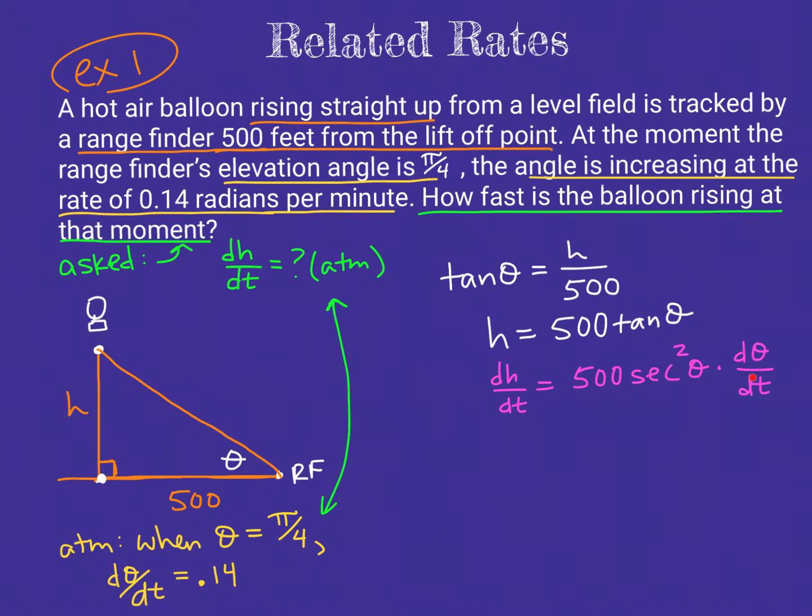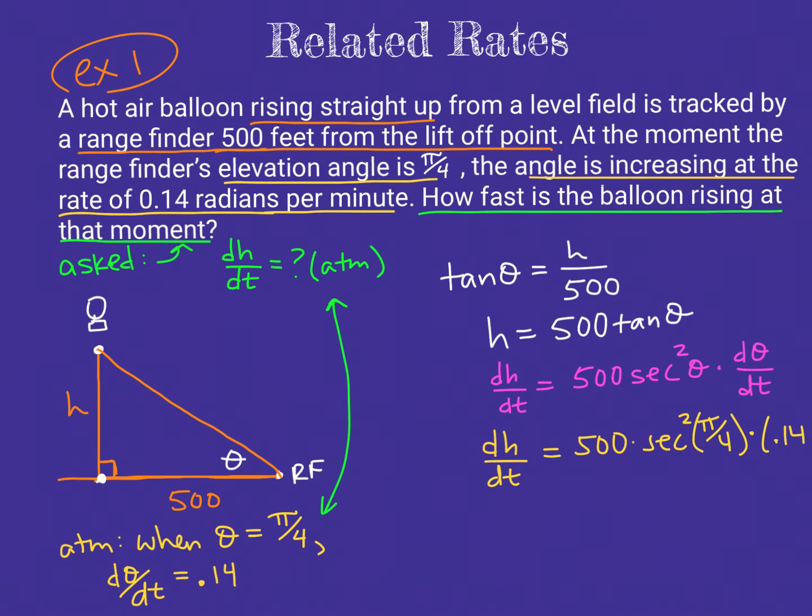So now we can plug in our pi over 4 and 0.14. And then once we plug those two things in, we'll get what dh dt is. So dh dt equals 500 times secant squared of pi over 4, so plugging in what we know, times 0.14. We know that secant is just the reciprocal of cosine, and I know that the cosine of pi over 4 is root 2 over 2.